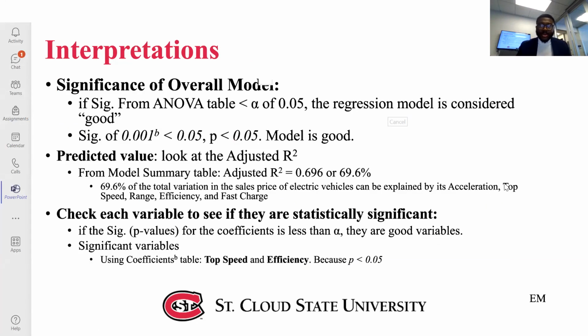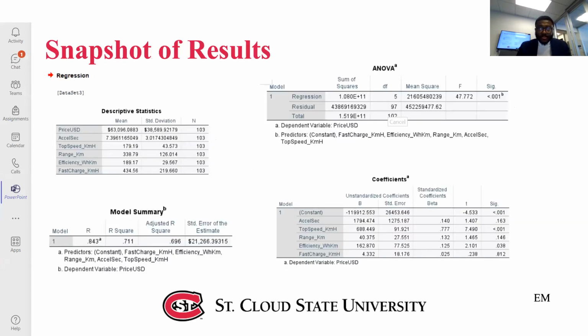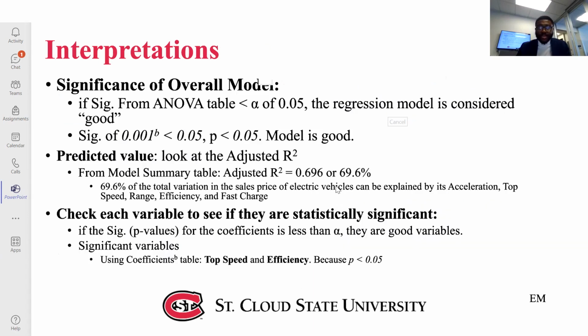So Rabina earlier on provided a framework for interpreting our regression analysis. We'll start by analyzing the significance of the overall model. If the significance from the ANOVA table is less than the alpha of 5%, which is our common baseline, then the regression model will be considered good. If we look at the ANOVA table, we see that the significance is 0.01. That is significantly less than our alpha of 0.05. Therefore, we can conclude that the model is valid.